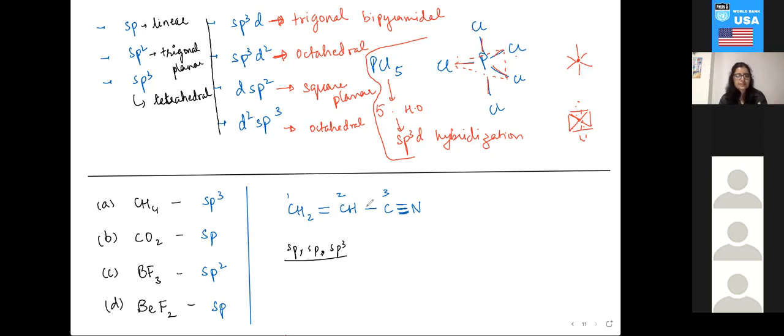Like first carbon, second carbon, third carbon. If you mix it up, I am going to mistake it in a different way. So to be clear, the first one, whatever you send, is going to be for this carbon. The second one will be for this carbon. The third one will be for this carbon. So what is the hybridization for each carbon?